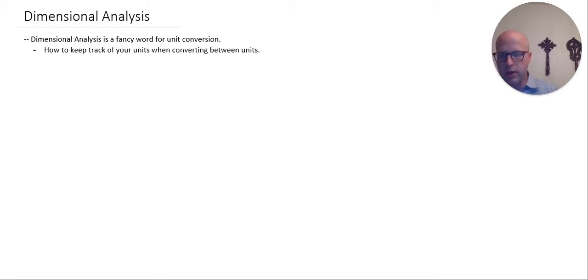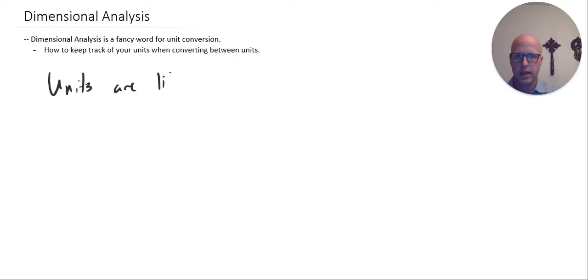So before we start dimensional analysis, we want to take a look at something real quick, and we want to take a look at how units act while you're doing conversions. And the big thing here is units are like variables in math. Alright, what I mean by that is this.